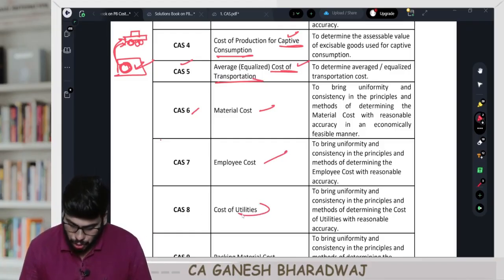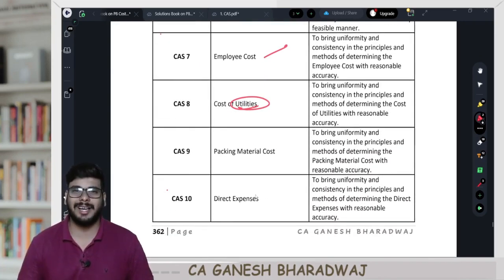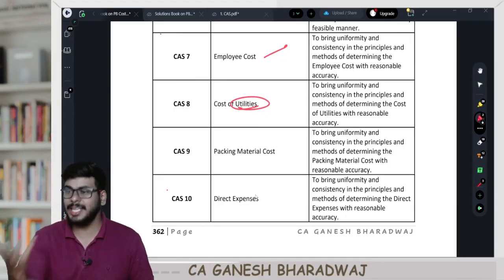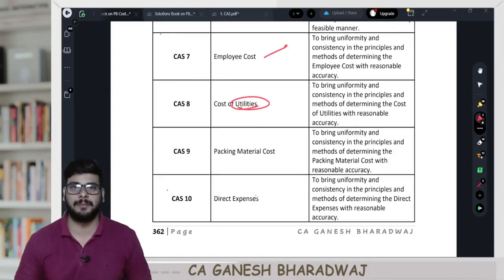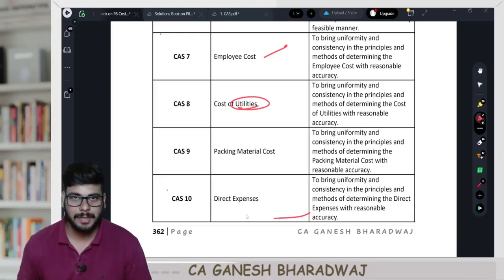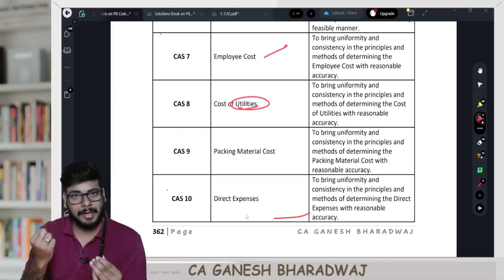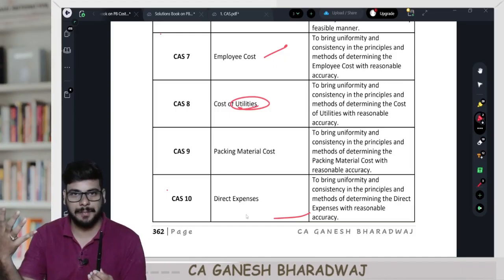CAS number 8, cost of utilities. So what do you mean by utilities? Utilities are certain items which are used for the purpose of my production, however these items cannot be seen in my final product. Sir, example. Let's say I'm in the business of manufacturing pens, right? For me to manufacture the pen, I would have consumed power. So power is a utility, right? Power cost is a utility.